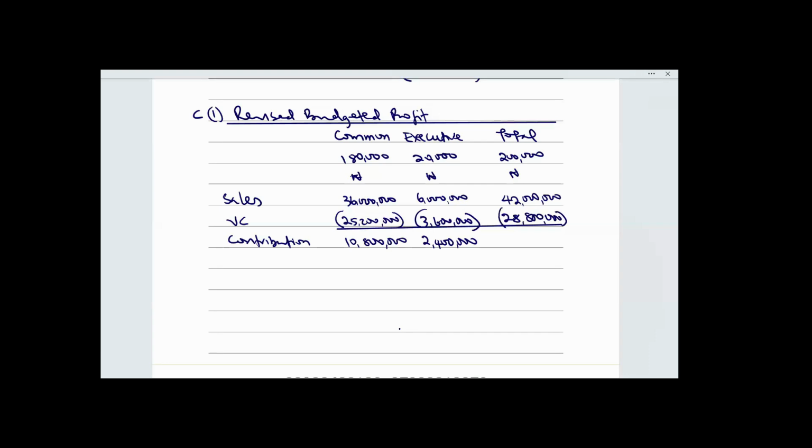28,800,000. When you minus the difference, this will give you 13,200,000. That's the revised contribution margin. Then to get the revised budgeted profit, you less fixed cost. According to the question, fixed cost is 12 million naira. So 13,200,000 minus 12 million will give us 1.2 million. So that's the revised budgeted profit that the examiner wants us to calculate.